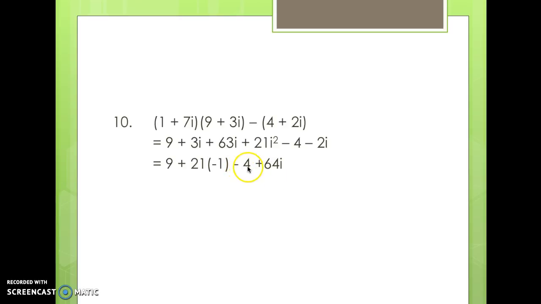We notice how we haven't combined this negative 4 and this 9 yet, because we're waiting to combine the i's to see if there's anything like this that we could turn into an integer. So we have 9 plus negative 21 minus 4, which gets us to negative 16. And then we have positive 64i.